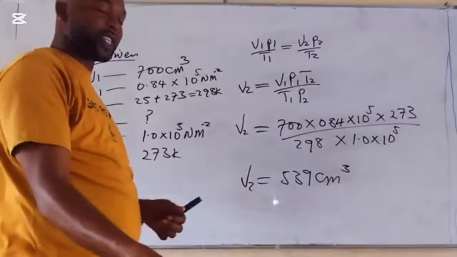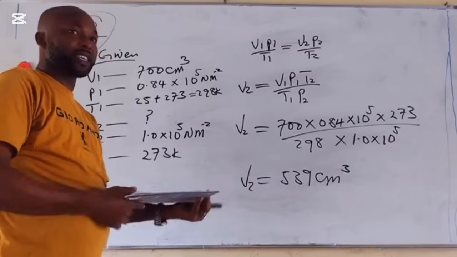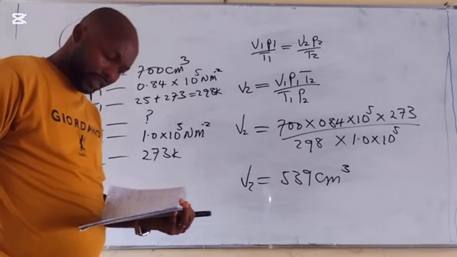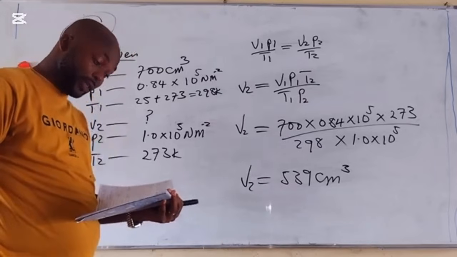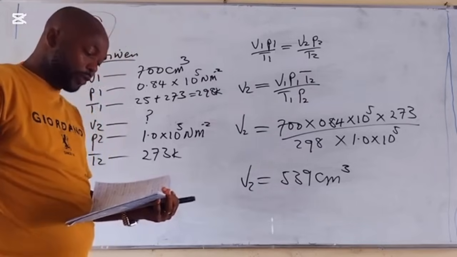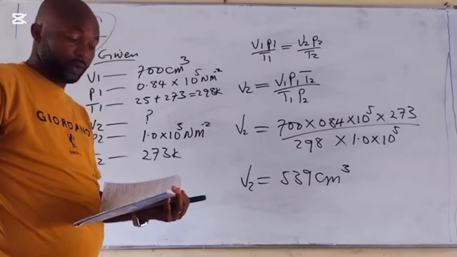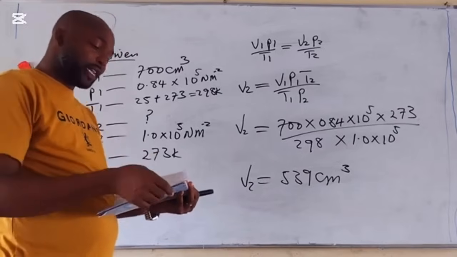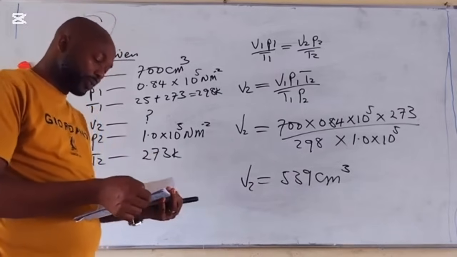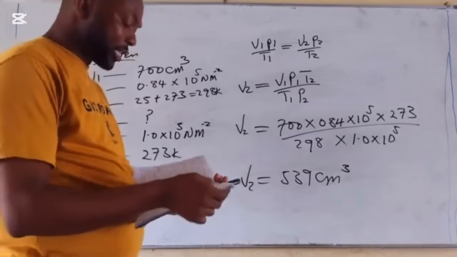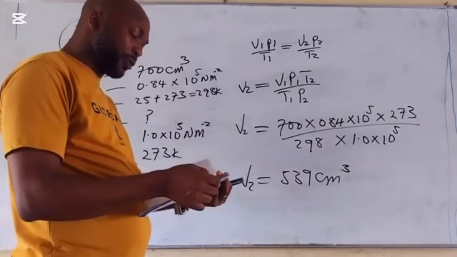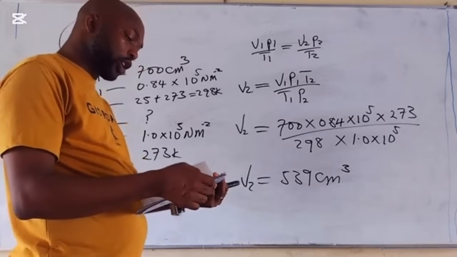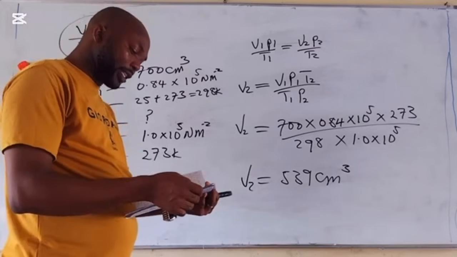Last question for the day. At STP, a certain mass of gas occupies a volume of 800. Our V1 is 800. Find the temperature at which the gas occupies 940 cm cube. That's our V2, 940, and has a pressure of 675, that is P2.